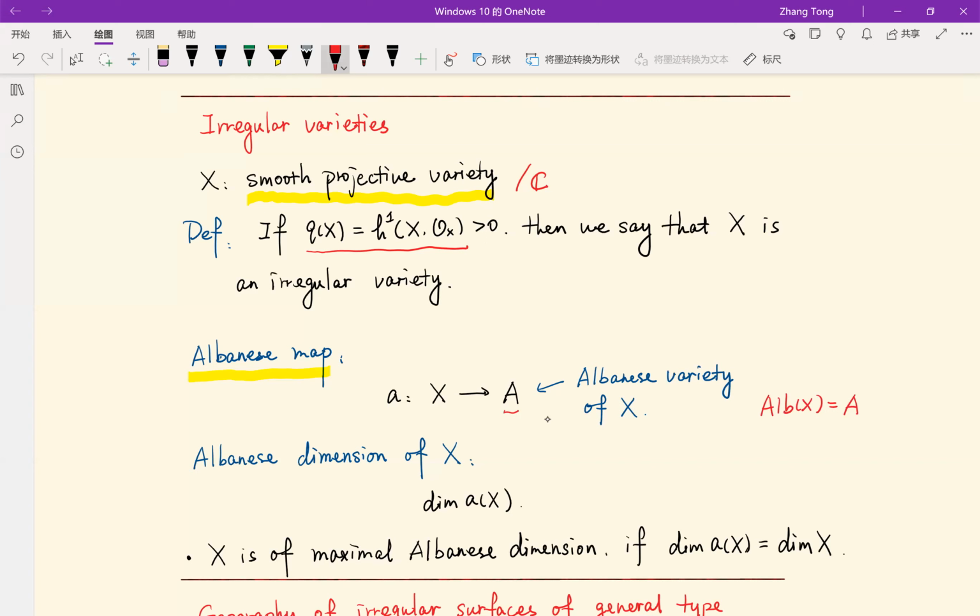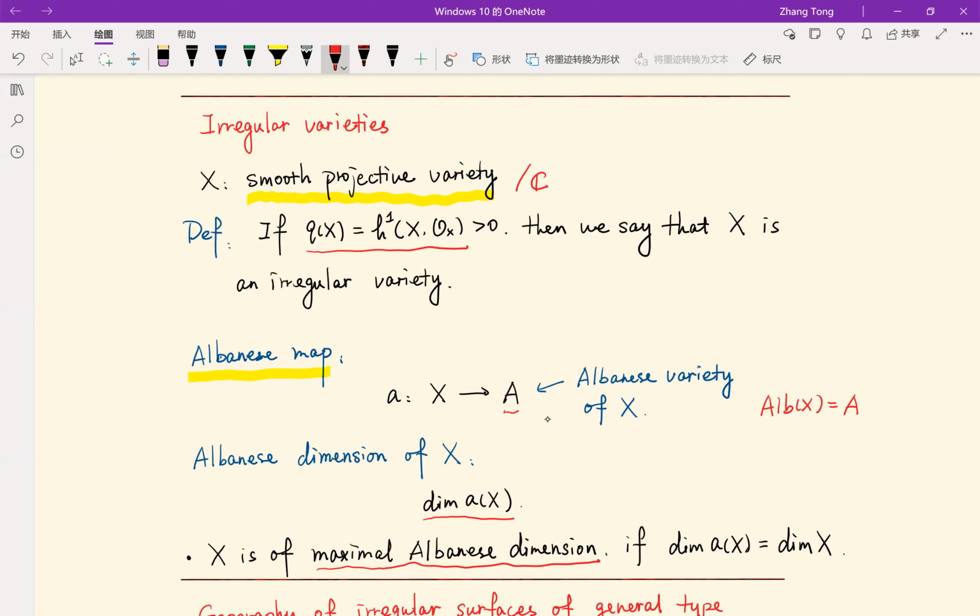And from this Albanese map, we can define the so-called Albanese dimension of X. So this is a number. The Albanese dimension of X is just the dimension of the image of X under this Albanese map. For example, if you have an abelian variety, then the Albanese dimension of an abelian variety is just itself. So this is a typical example of varieties of maximal Albanese dimension.